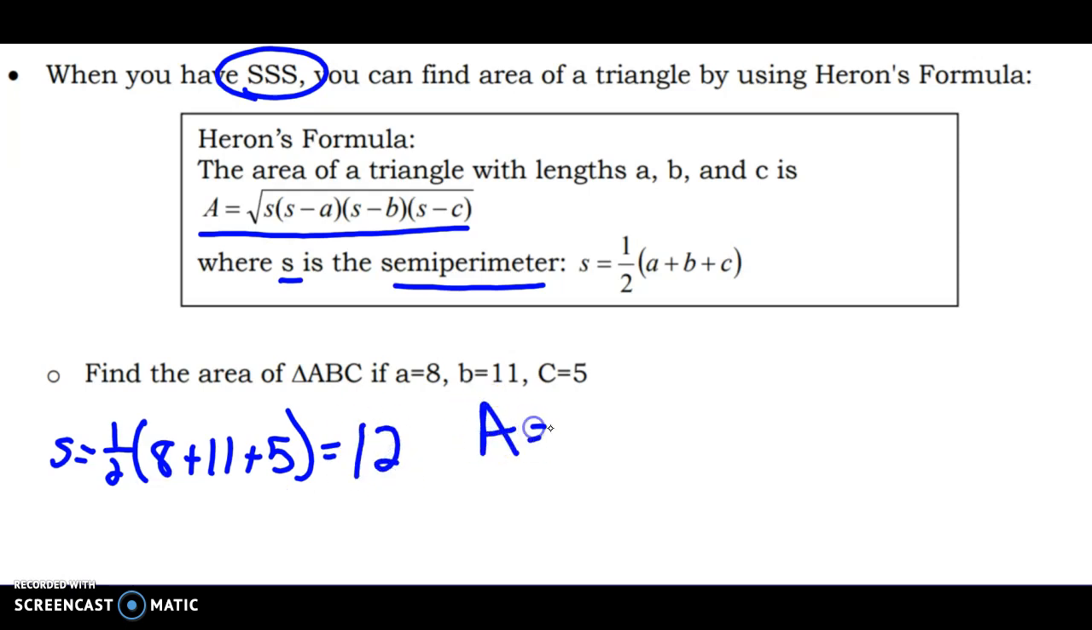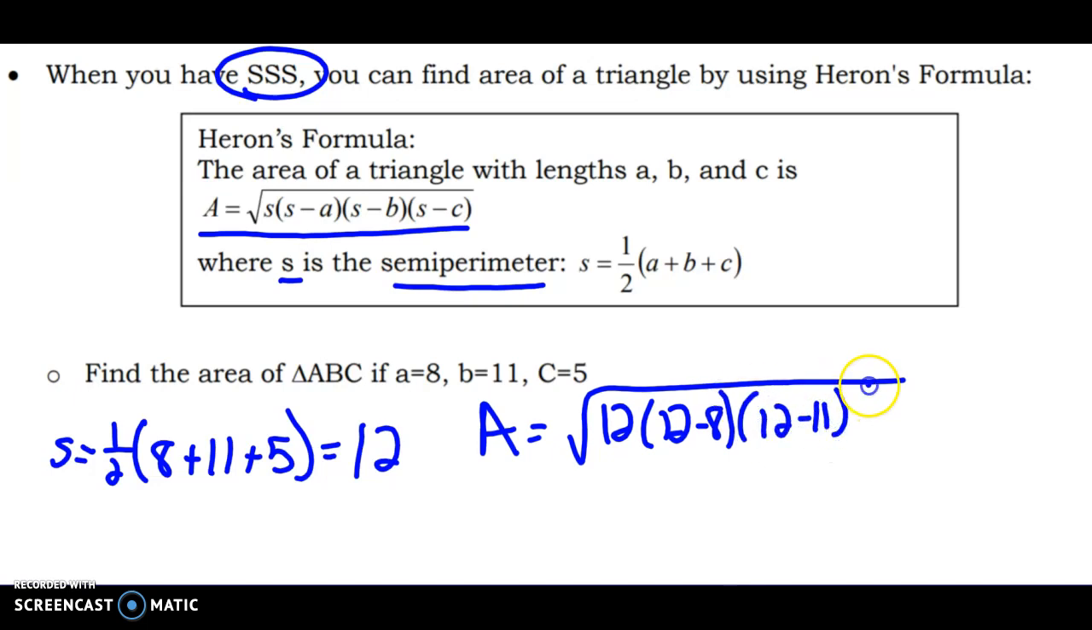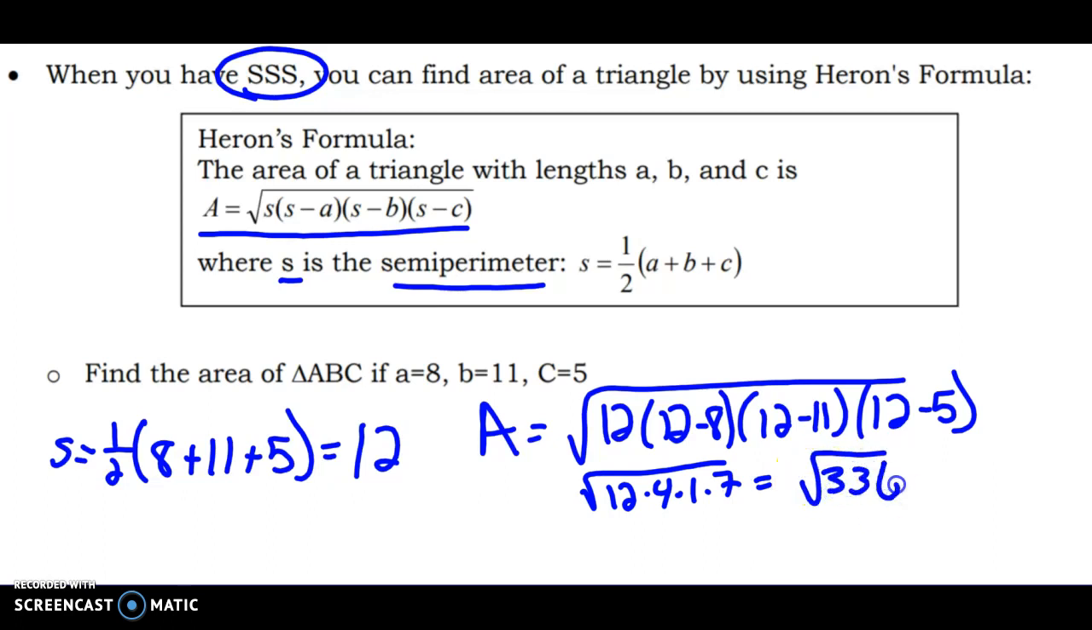So to find my area, I'm going to do the square root of 12 times 12 minus 8 times 12 minus 11 times 12 minus 5. So that is the square root of 12 times 4 times 1 times 7, or the square root of 336, which is approximately 18.3.